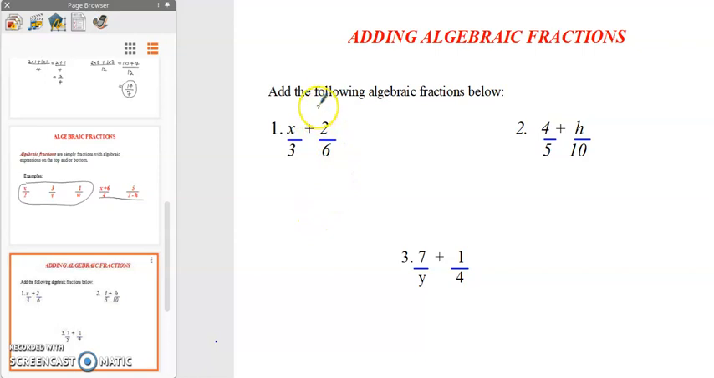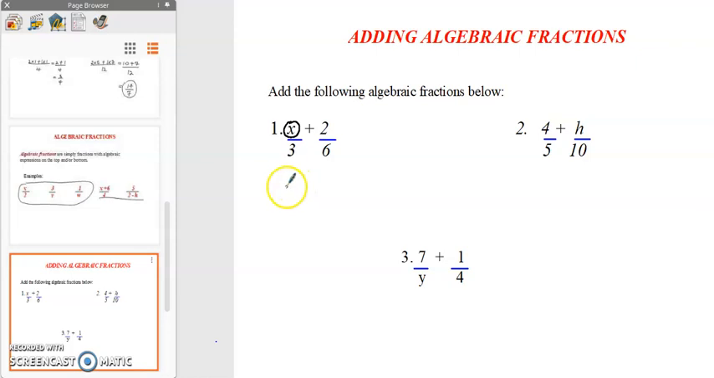So this is saying we should add the following algebraic fractions. Right? So, similarly to the numeric fractions, in this case we have numbers as our denominators. Right? But if you notice, we have an x in this. But in this case, don't get nervous or anything like that, because we're going to treat this similarly to how we would treat the numeric fractions, right?